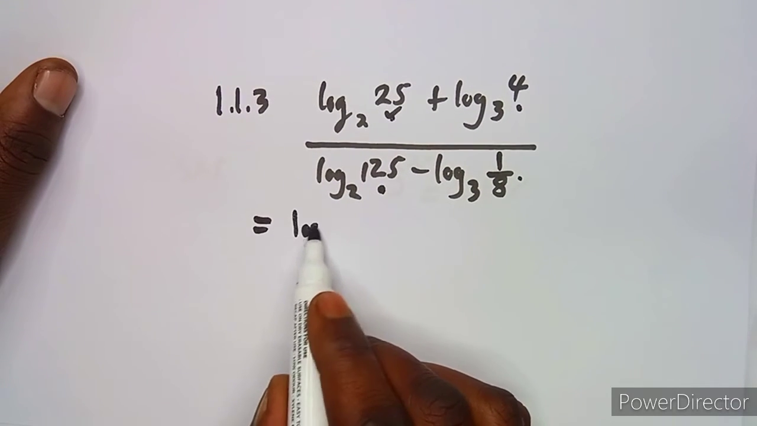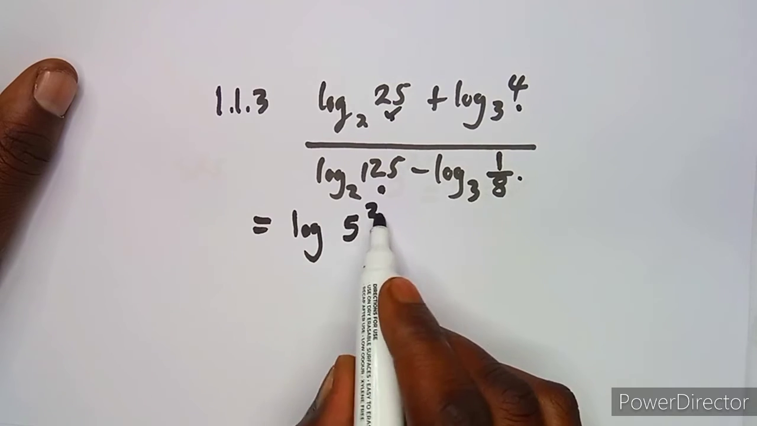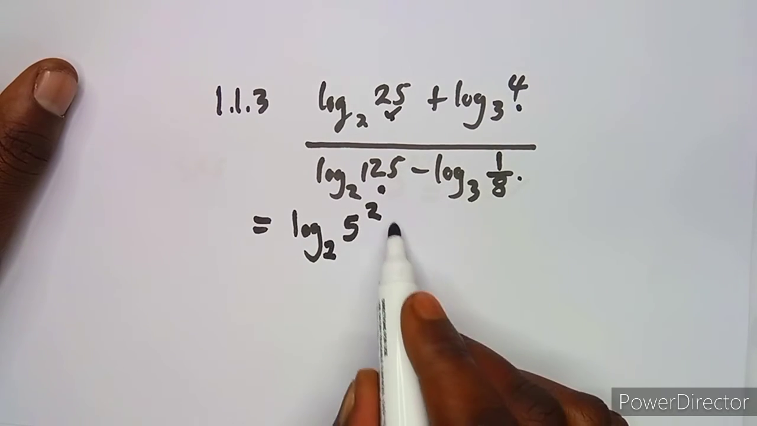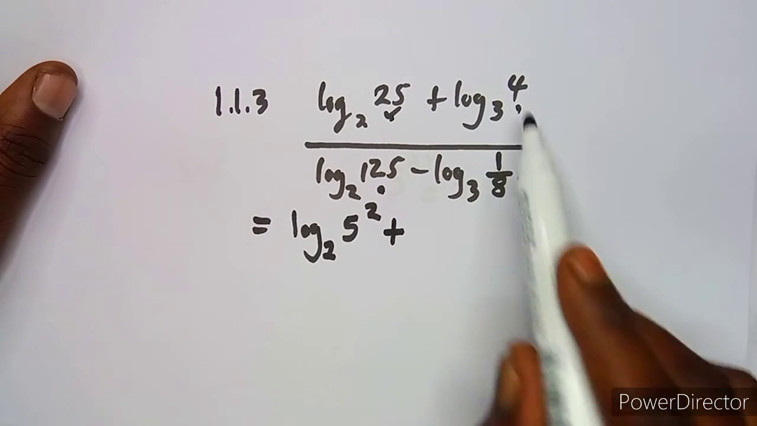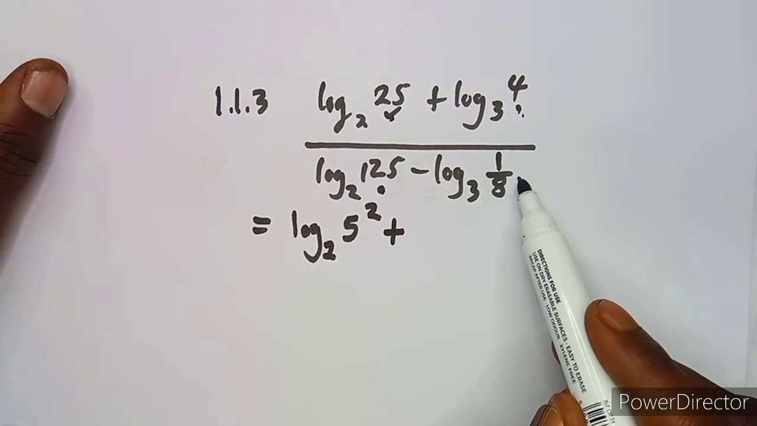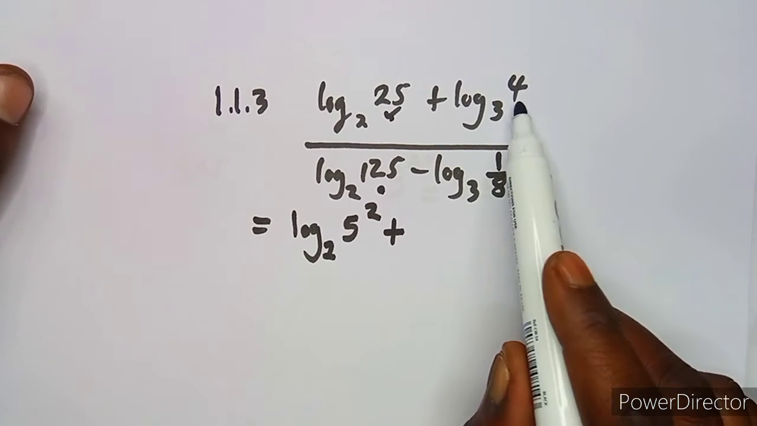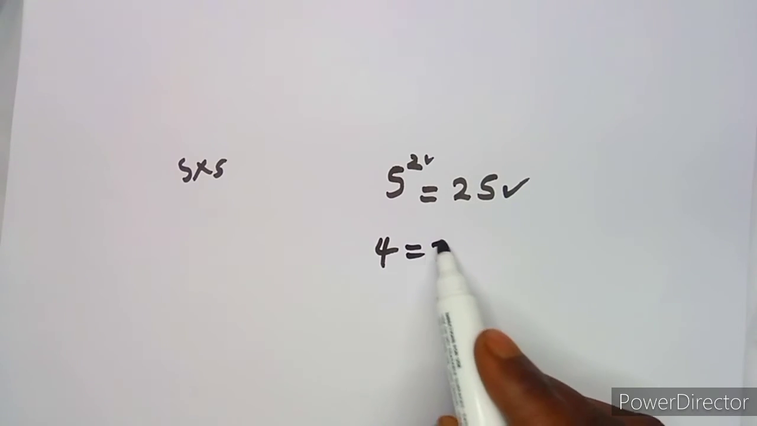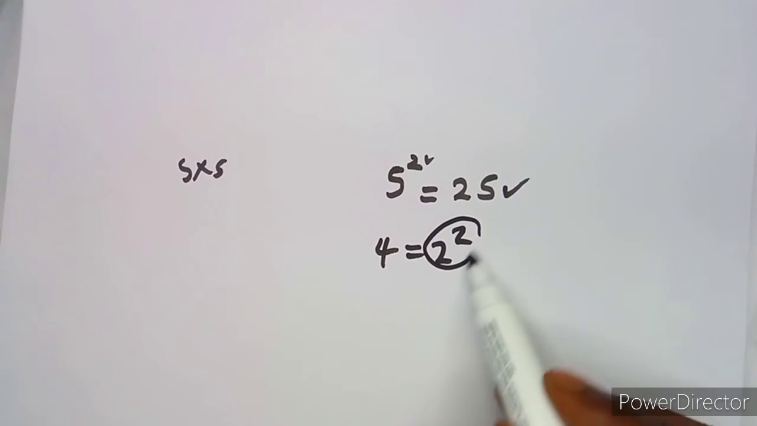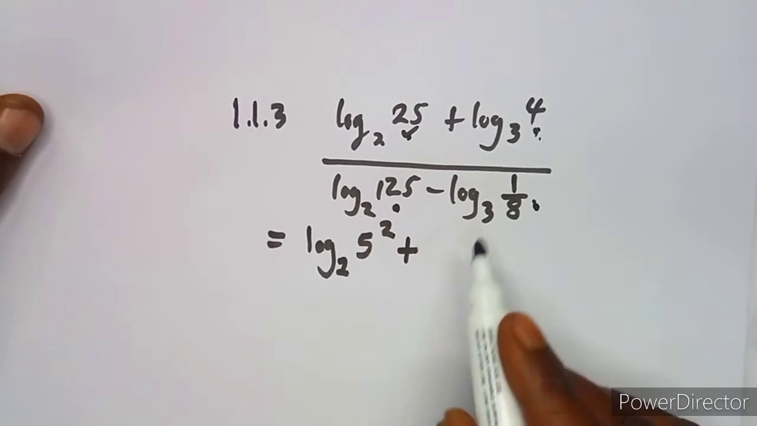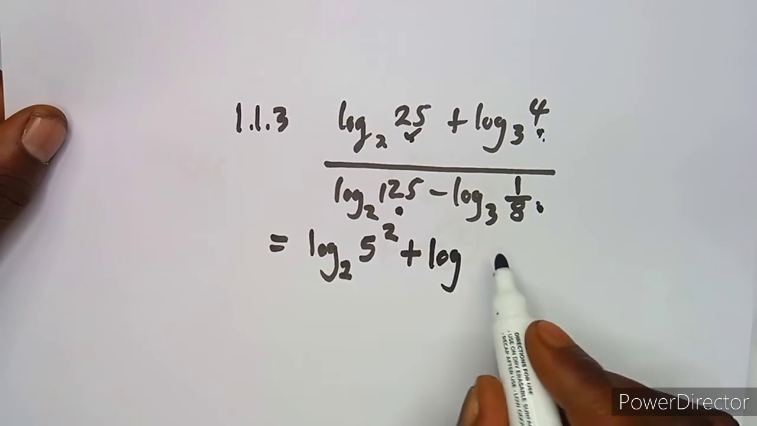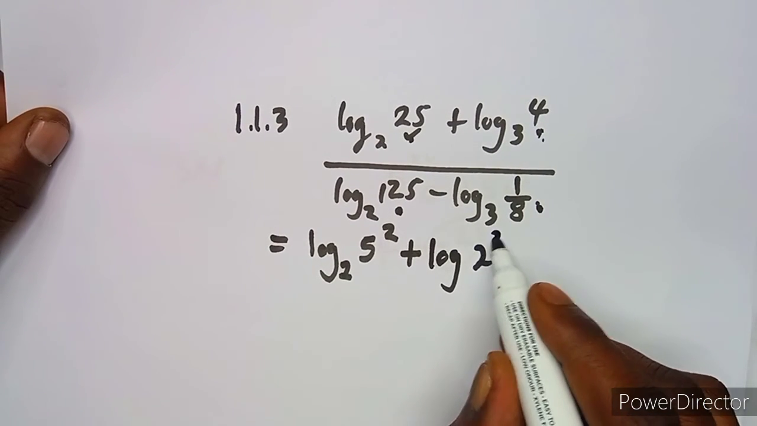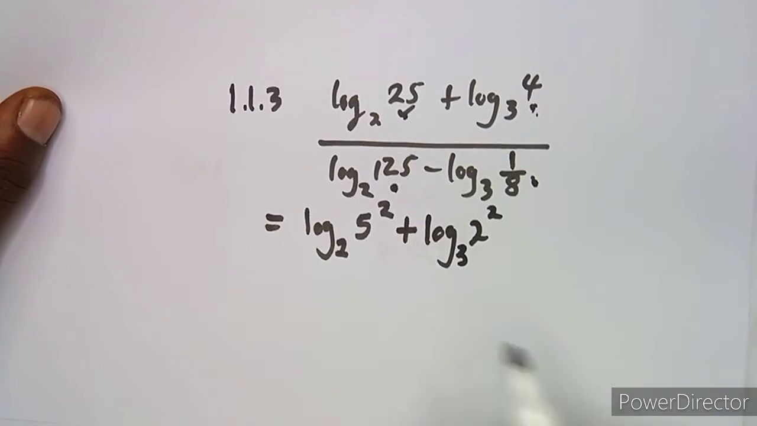Log 5 to the exponent of 2 in base 2 plus, what about 4 and 8? These can be written in terms of 2. We know that 4 is 2 to the exponent of 2. So in place of 4, let's write 2 to the exponent of 2. Let's see what is going to happen here: 2 to the exponent of 2 in base 3.